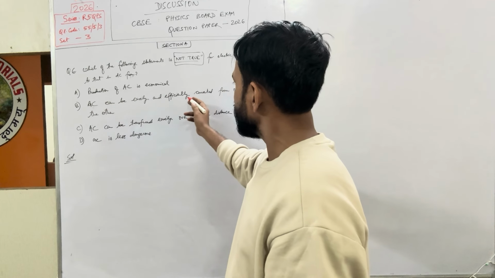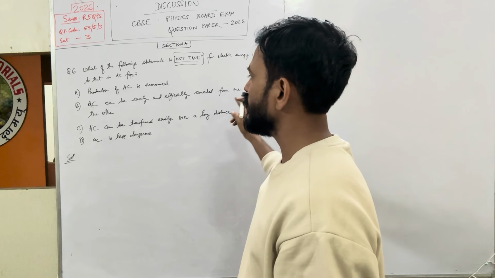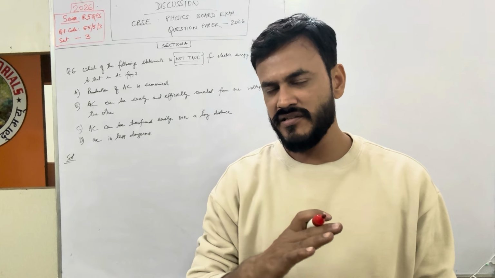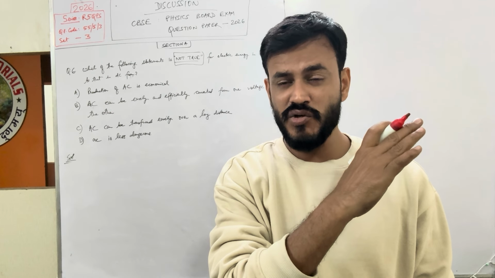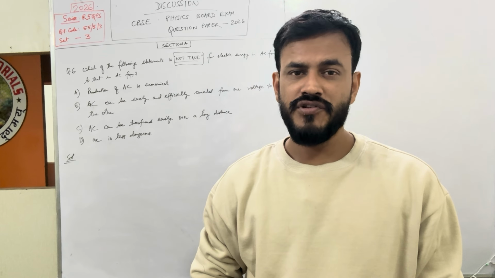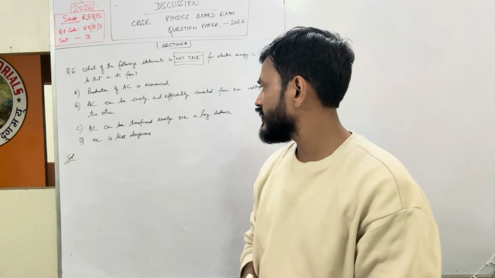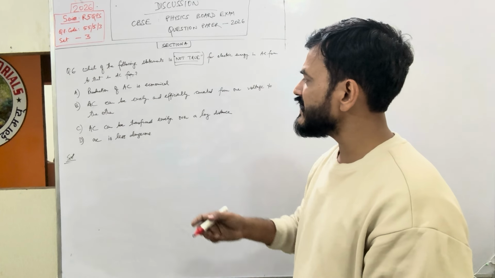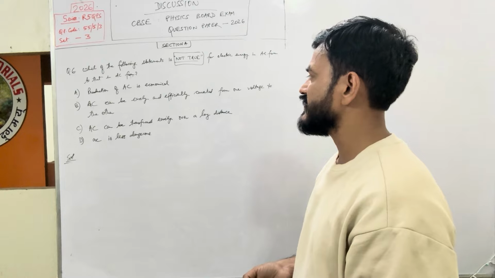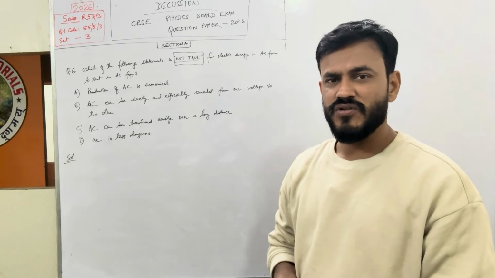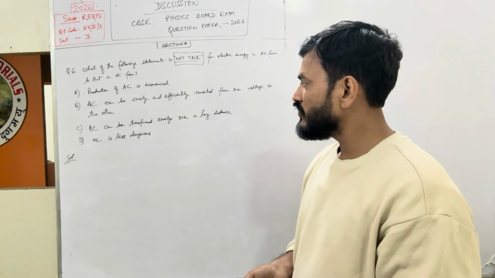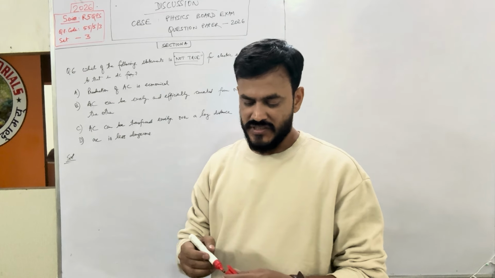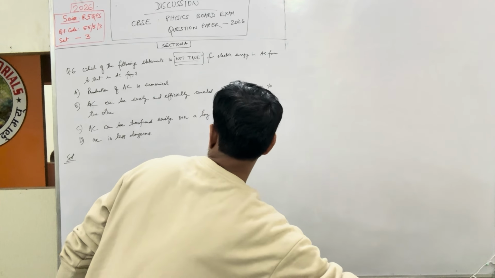Next, AC can be easily and efficiently converted from one voltage to another. That is also correct because you can use transformers. You can use a step up transformer to increase the output voltage, and if you use step down transformers, the voltage can be downgraded. The third is AC can be transferred easily over a long distance. That is also true. The fourth is AC is less dangerous. That is false. Why? Because AC is alternating.